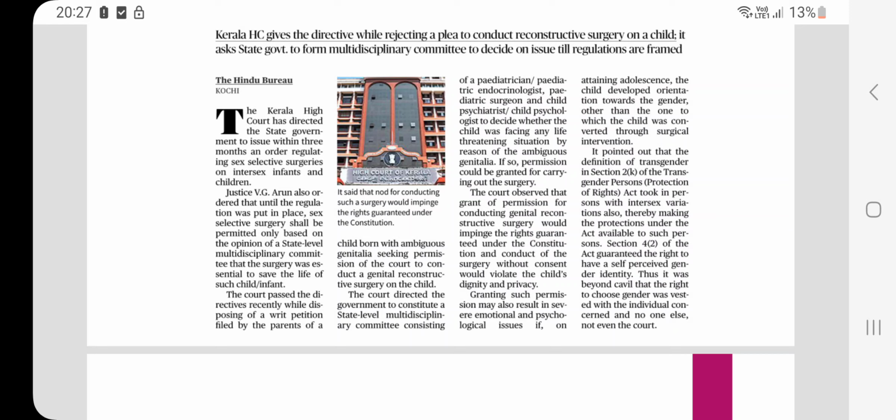Intersex describes a condition in which a person is born with a sex that doesn't fit the typical definition of male or female due to genetic, hormonal or anatomical differences. This is what you need to know about this article.